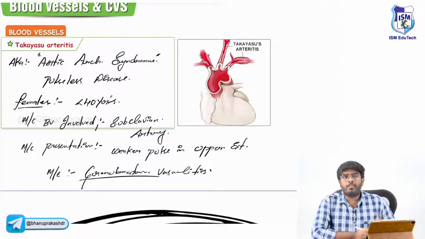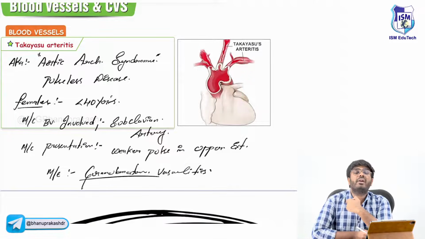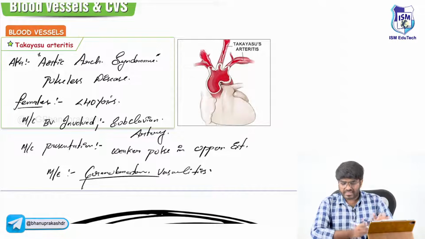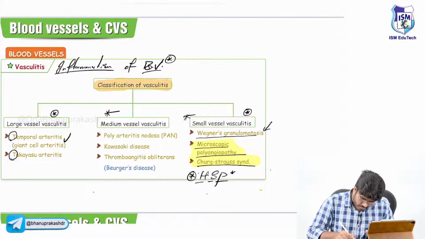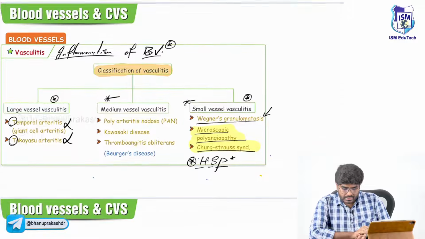So both the large vessel vasculitides, temporal arteritis as well as Takayasu, are granulomatous vasculitis. In temporal arteritis, the superficial temporal artery is involved. In Takayasu arteritis, the subclavian artery is most commonly involved. Okay, done. So large vessel vasculitis is completed, sir. So now let's strike here. These two are completed. Now after that, we have to start with what?